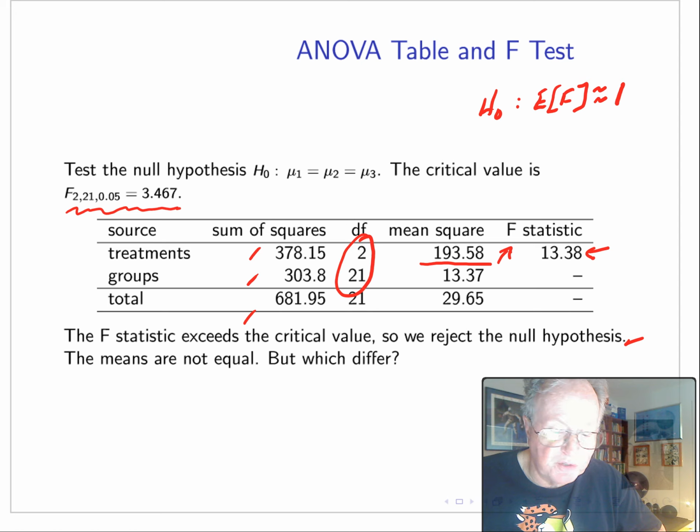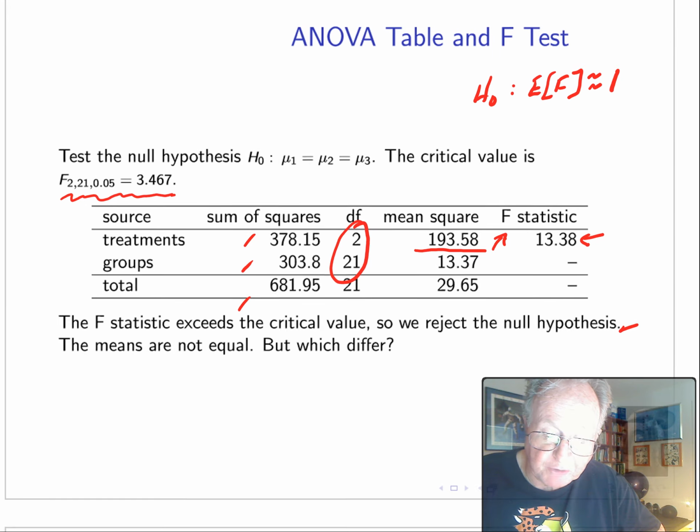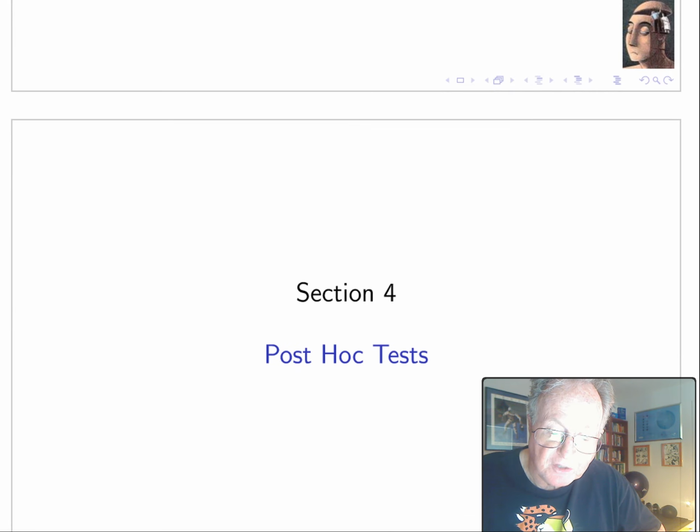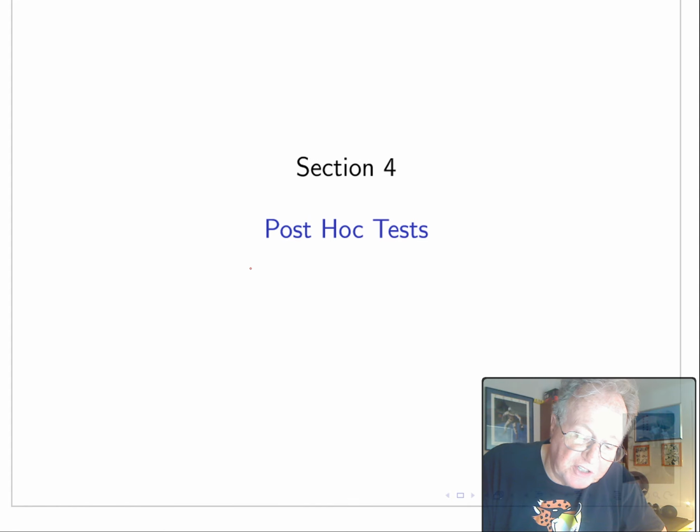Now all we have to do is figure out which ones are different. To do this, we're going to use what are called post-hoc tests. Post-hoc simply means after the fact.